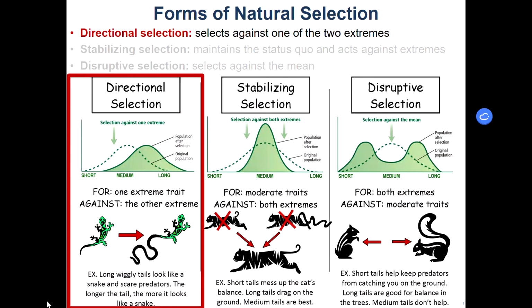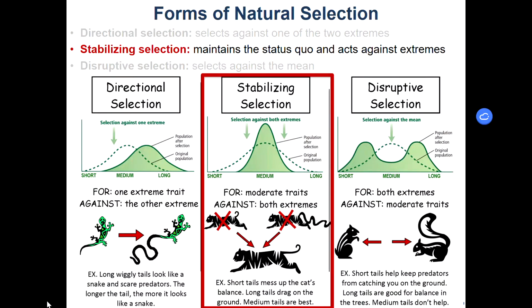So if we have lizards with short tails and lizards with long tails, the long wiggly tail looks like a snake and it scares predators. So the lizards with the long wiggly tails are more likely to survive to adulthood and reproduce. When they reproduce, the long wiggly tail, because it's heritable, becomes more common in the population. Short-tailed lizards are getting eaten and die before they can reproduce. So we have a shift from short tails, because they're all eaten, towards longer tails. So we're going from short to long. We're going in a direction.